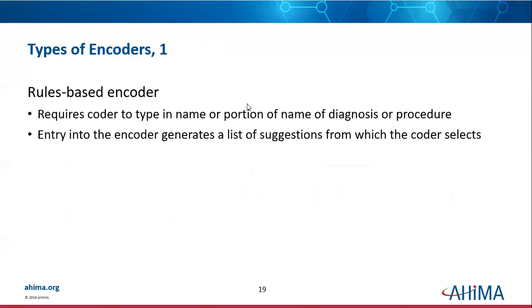The rules-based encoder requires a coder to type in the name of, or portion of the name of, the diagnosis or procedure, and then entry into the encoder generates a list of suggestions. That's why I said it can assist, because it's going to assist you by generating a list of suggestions, and what you, the coder, utilizing your analytical abilities, will decide is the more specific code based on specificity and precision.